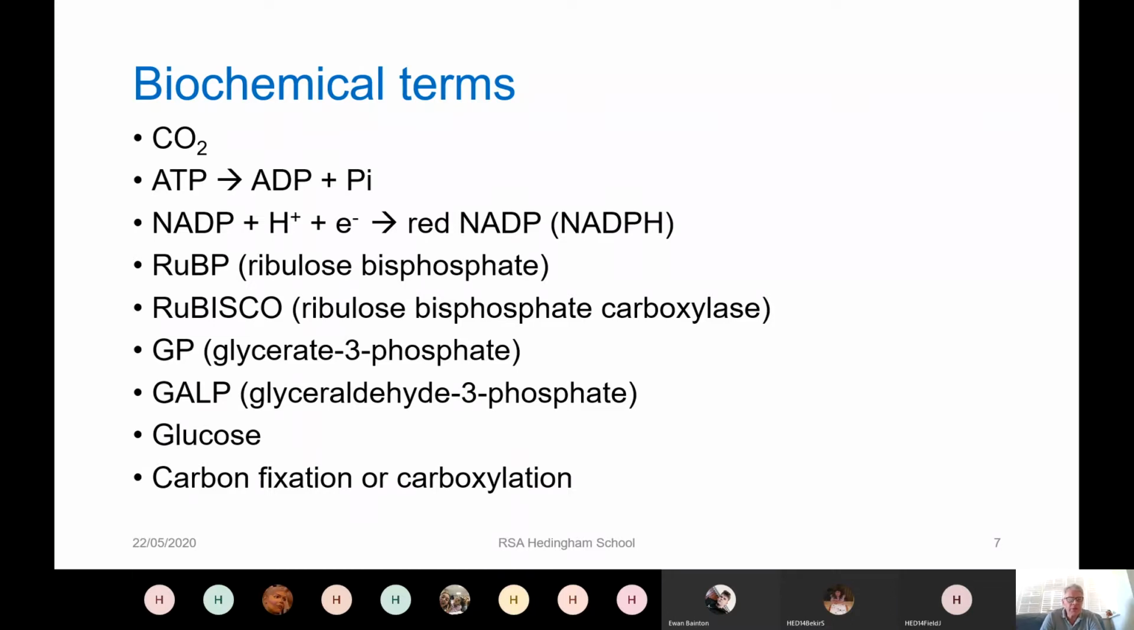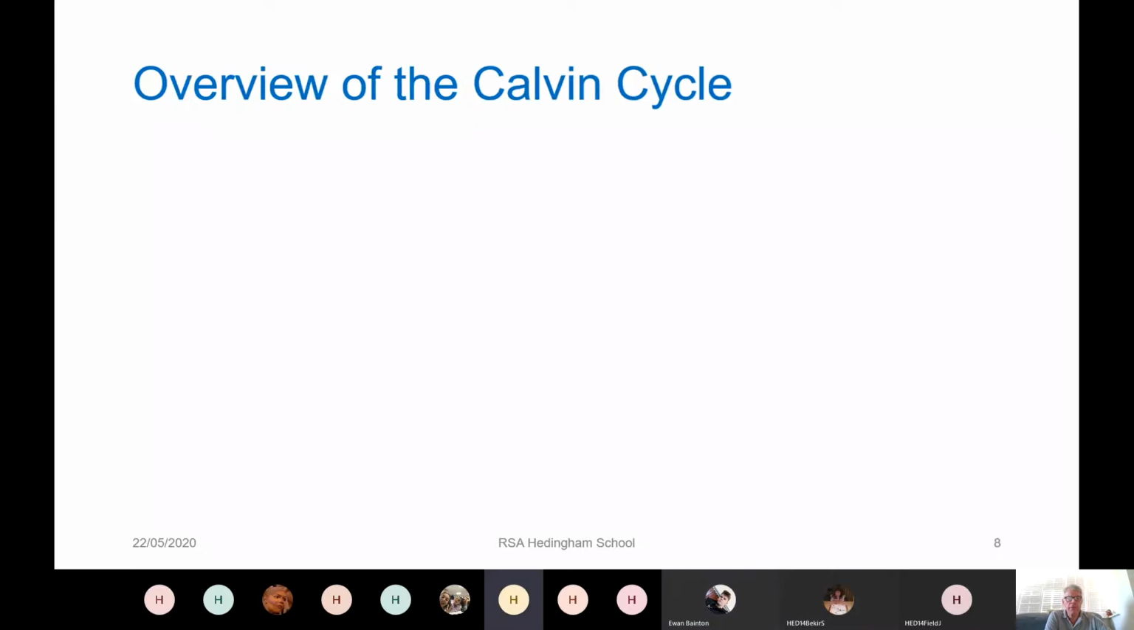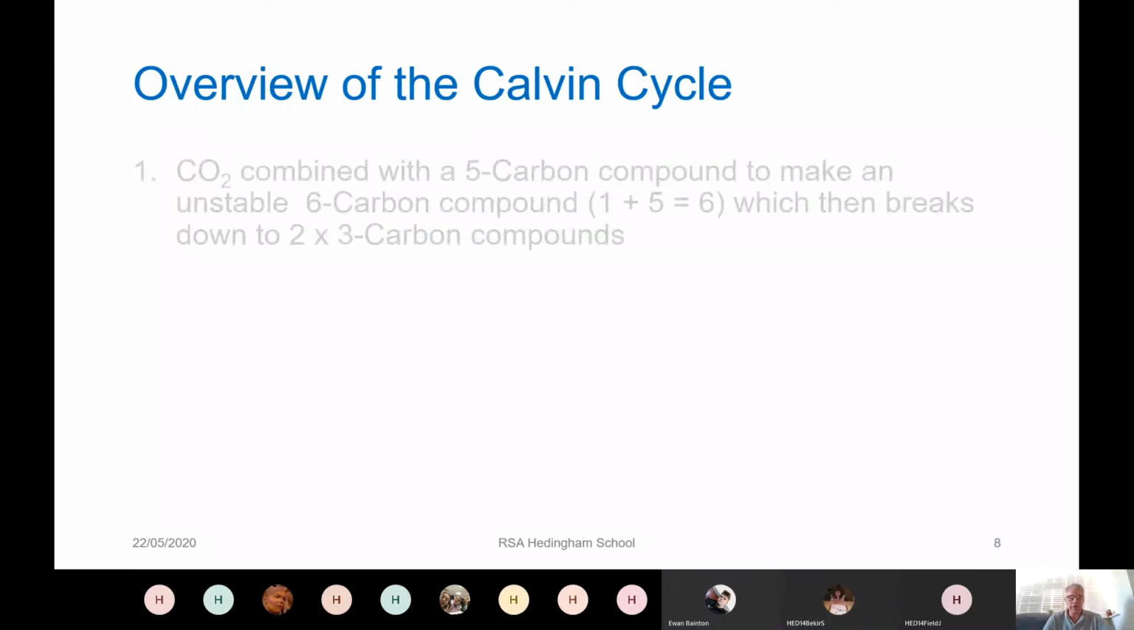Then there are two products which also feature in the Calvin cycle, which are GP and GALP. GP is glycerate 3-phosphate. GALP is glyceraldehyde 3-phosphate. These are both carbohydrates, and GALP, I think, is a sugar. GALP is then turned into glucose, and finally, carbon fixation or carboxylation is just the adding of carbon dioxide, as we've said. Okay, so we'll have a look at the Calvin cycle.